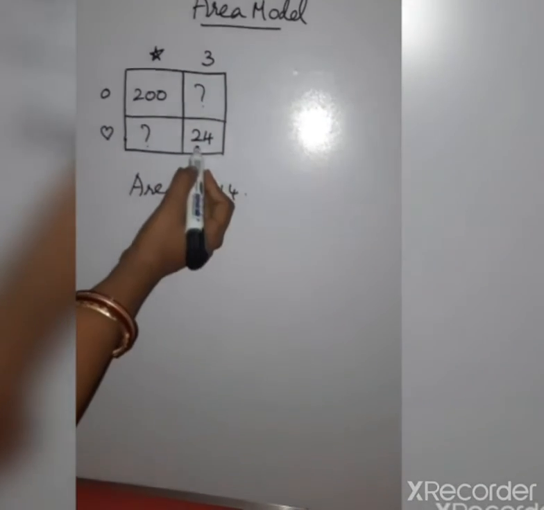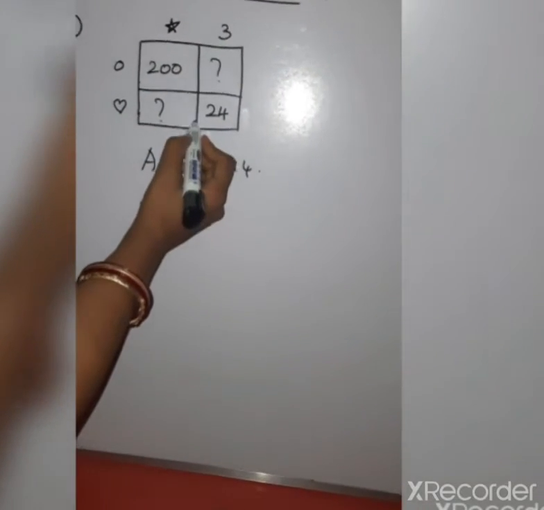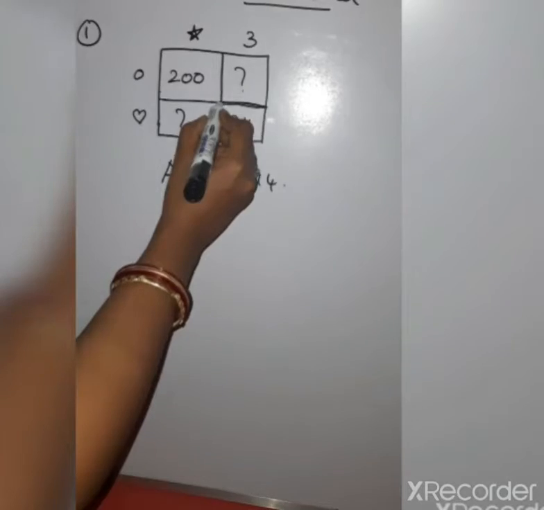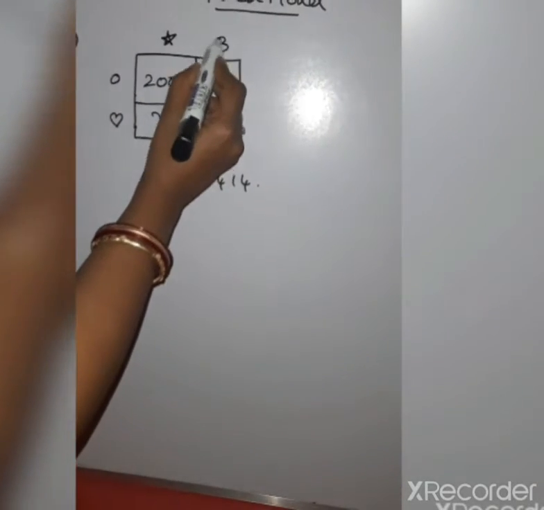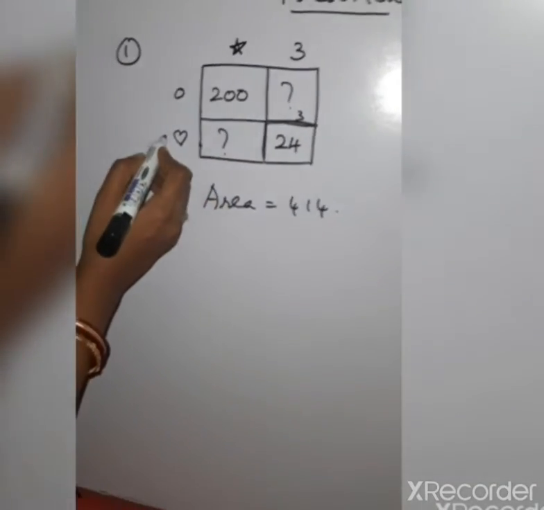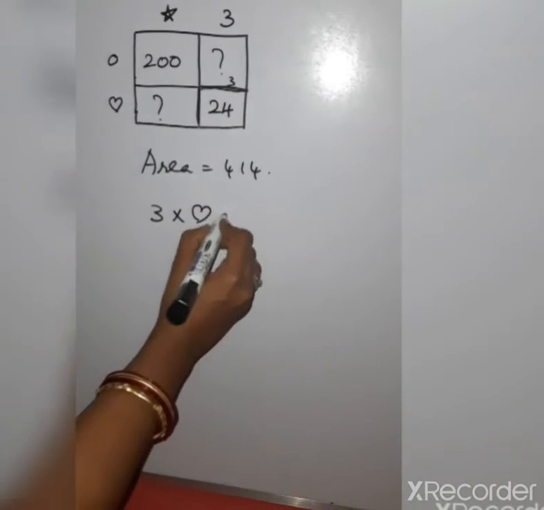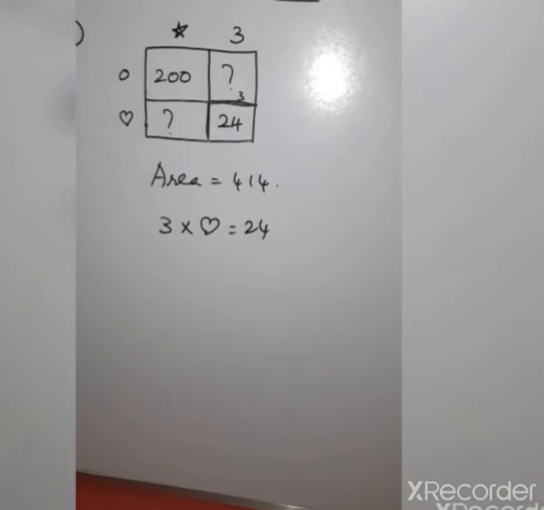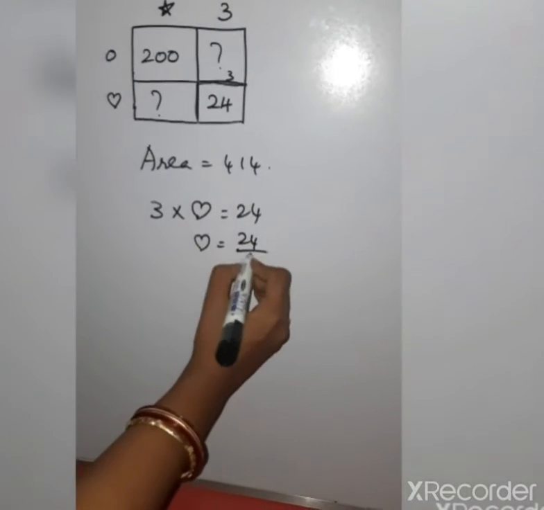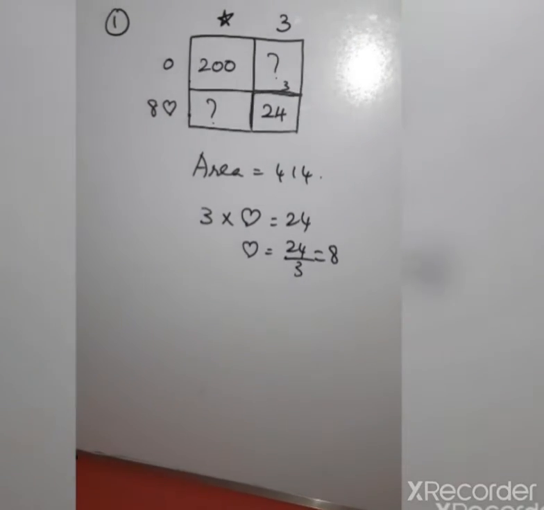Now, to find out the icon of this, the value of this Artin icon is very simple, because we know the area is 24 and one side length is given. If you want to consider this area, you will take the measurement of this line length and this line. Since it is mentioned 3 here, here also you will get 3, and we don't know this line, so you can mark it as X. So 3 into Artin equals 24. From this you can find the Artin value: 24 divided by 3, that is equal to 8. So we got the value of Artin here as 8.